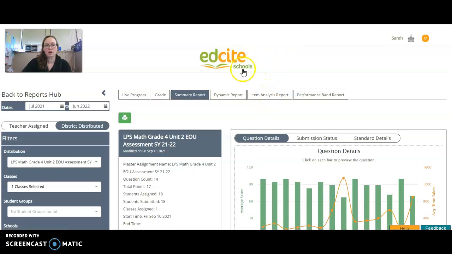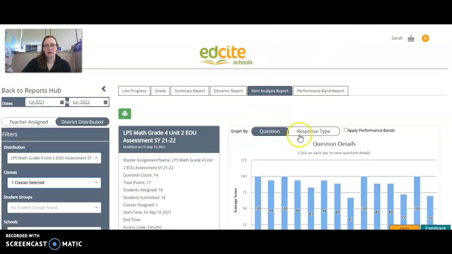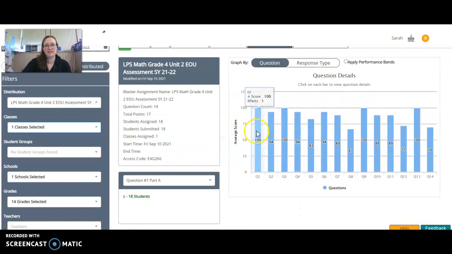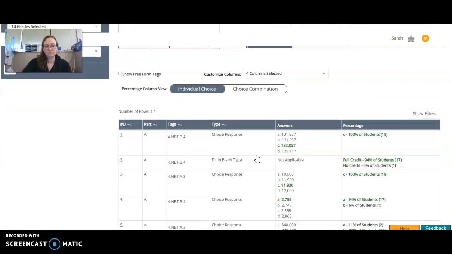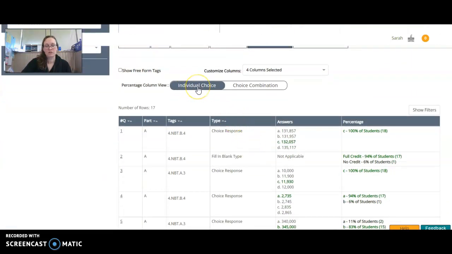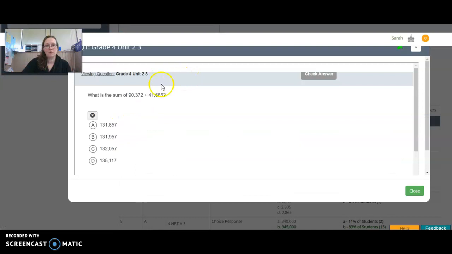The next report we're going to look at is the item analysis report. So that report, we have another graph here. It still gives us the average for each question. When we scroll down, we're looking for individual choice. And here we have our questions. Again, you can click on the number. It will show you the questions that the students answered.